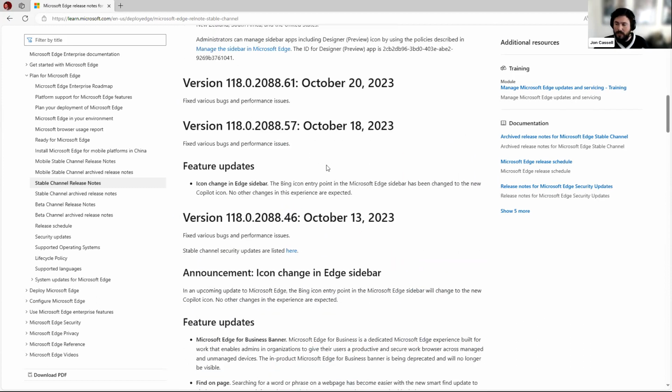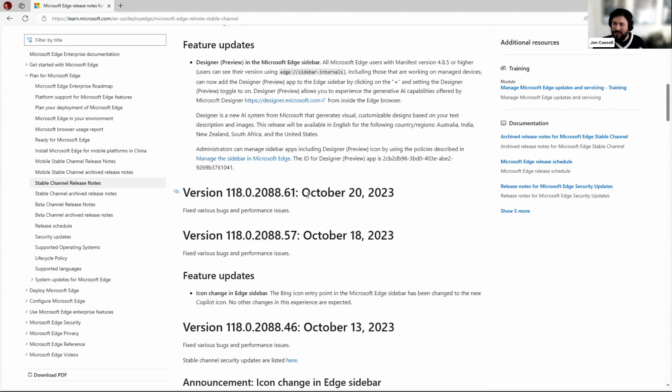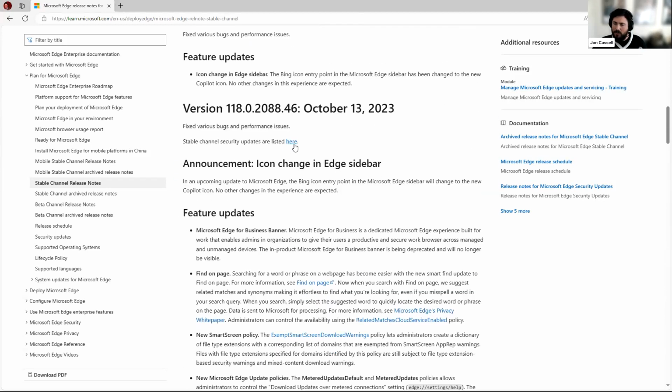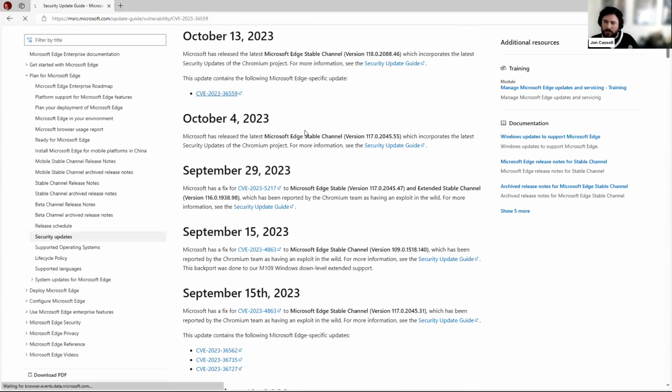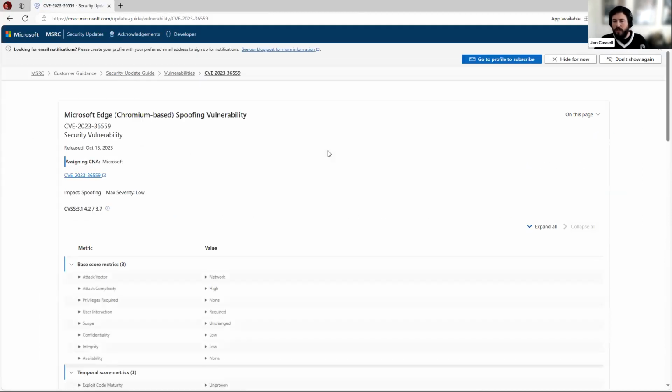Moving on to the 18th release, another big change. They listed it again, which is again kind of slightly confusing when you're going through release notes. Again, they're letting us know about the Bing icon change to the Copilot icon. We really need to know that. Moving on to the 20th, no fixes to highlight. Oh, actually, I apologize. Going back to the 13th, there was an Edge-specific vulnerability. Spoofing vulnerability, lower score.